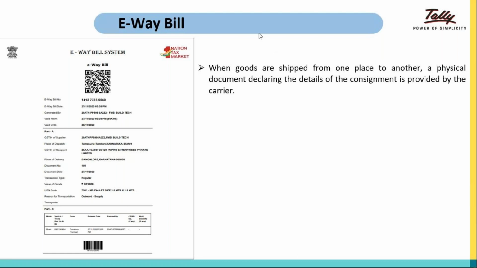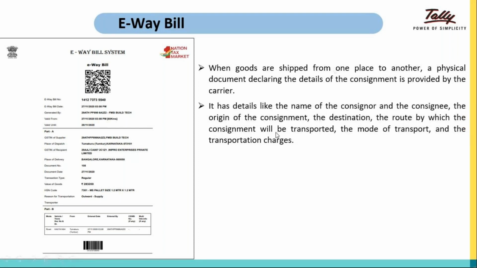So we need to have a physical document declaring the details of the transportation. What exactly will the e-way bill contain? It will have details like the name of the consigner. Okay, please be familiar with these terms. Consigner is the person who is sending the goods, who is transporting the goods. And then we have the details of the consignee. Consignee is the person to whom the goods have to be delivered, or the person who is receiving the delivery. So you will have the details of both your consigner as well as the consignee.